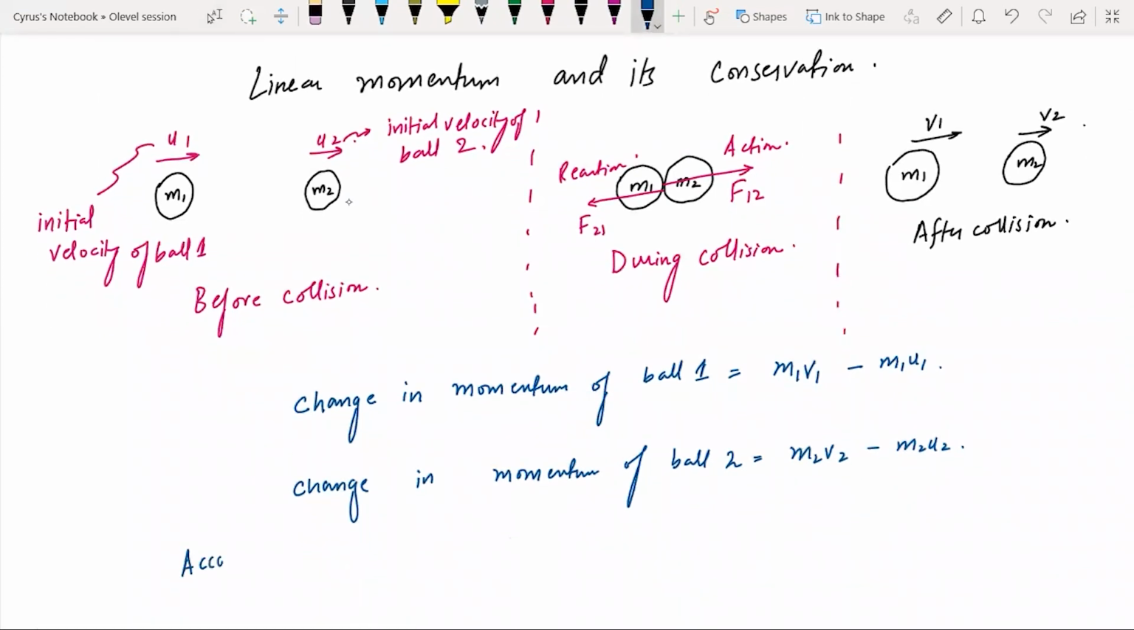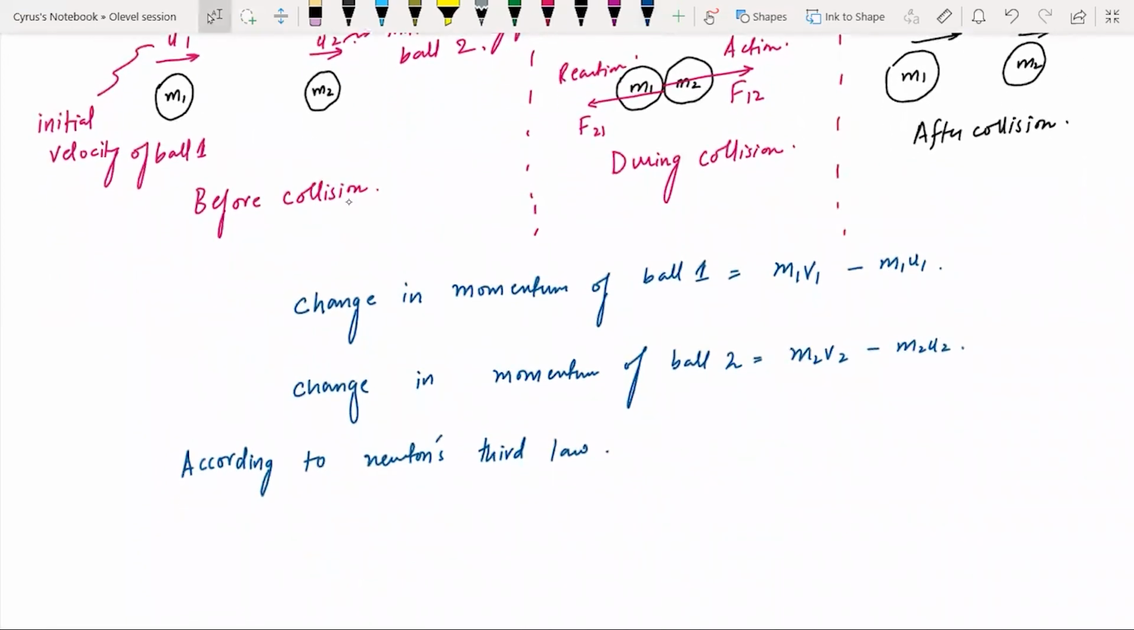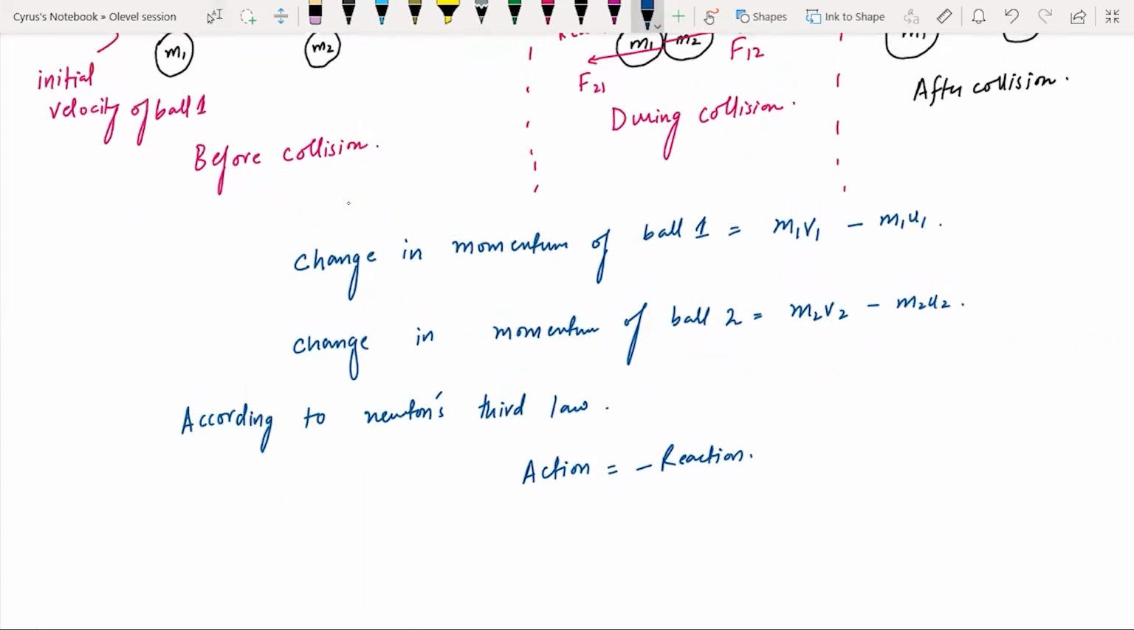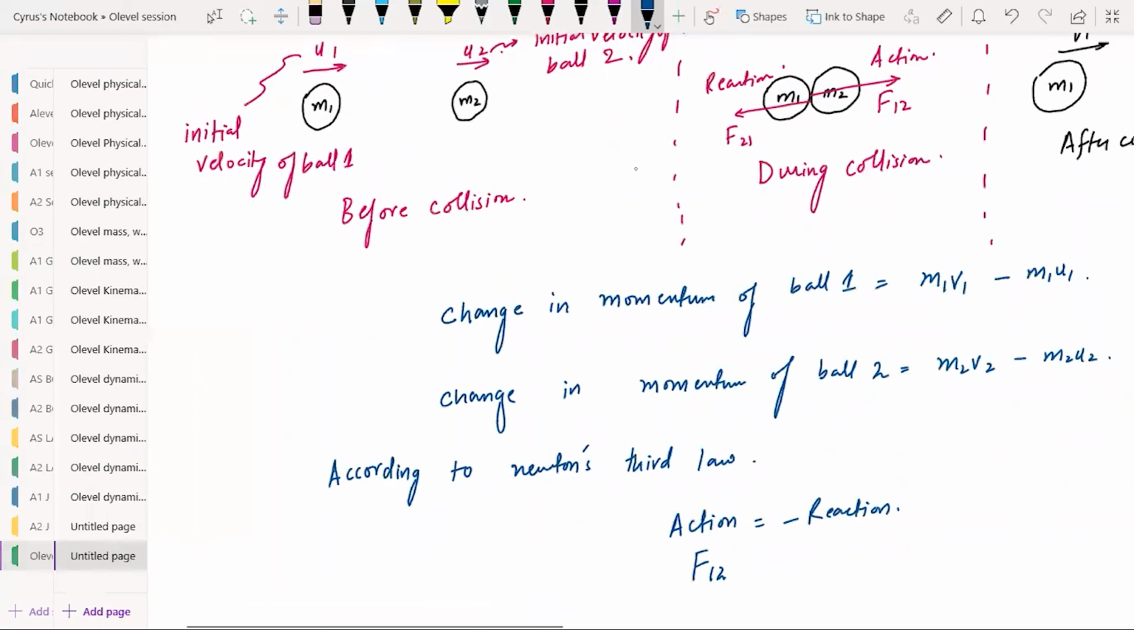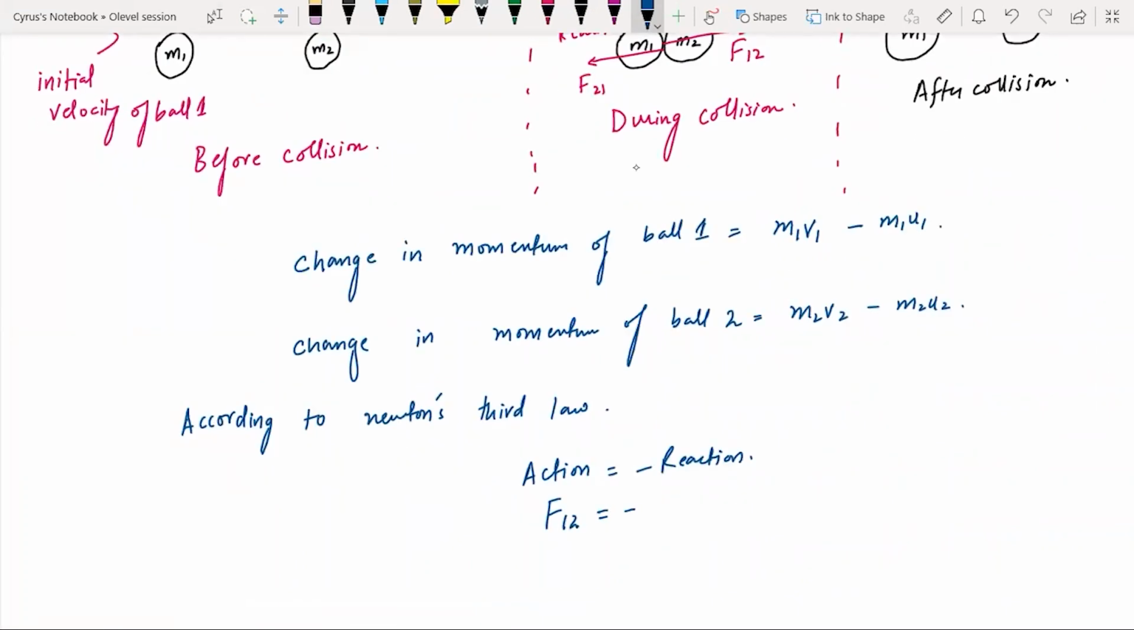According to Newton's third law, when the two objects collide, there is an action and reaction. So action is equal to minus reaction. And the reason for this is because the reaction is in the opposite direction to action. What is action here? Action हो रहा है बॉल 2 के ऊपर, ठीक है? तो मैं यहाँ पे लिख सकता हूँ action क्या है, इसको मैं लिख सकता हूँ F12, and reaction can be written as minus F21.